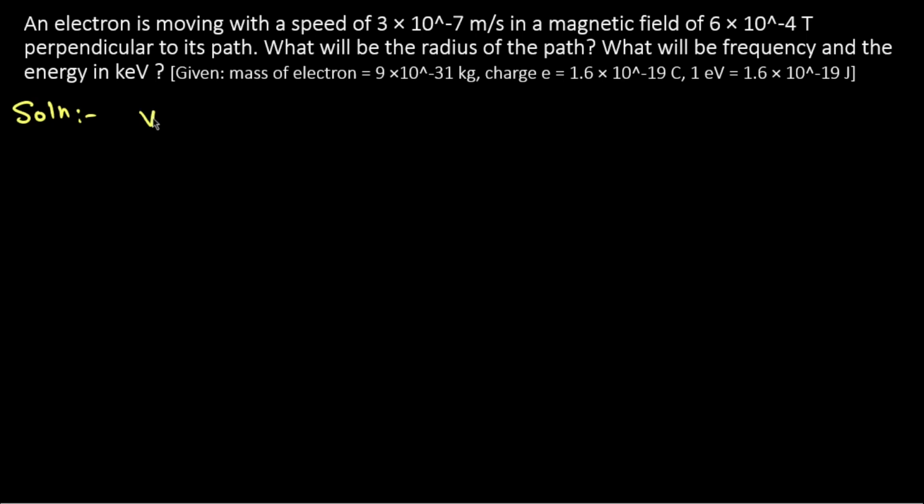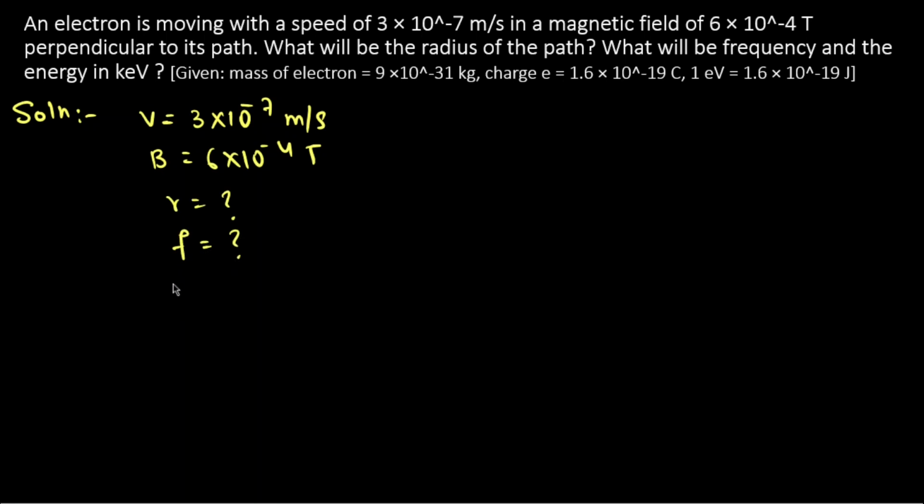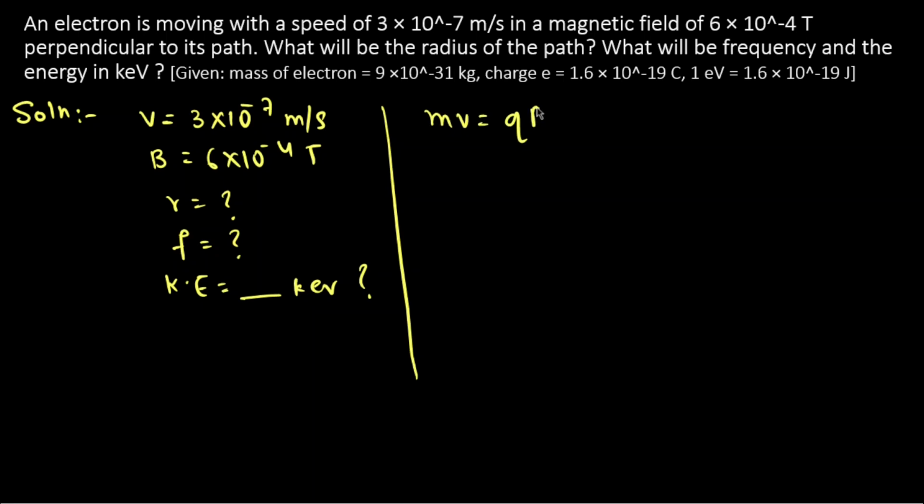So solution, the velocity of the electron is given to us as 3 into 10 raised to minus 7 meter per second, and the magnetic field B is given to us as 6 into 10 raised to minus 4 Tesla. And we need to calculate first of all the radius, then frequency, and the kinetic energy in kilo electron volt. So let's calculate this. Using the cyclotron formula, we have mv equal to qBr, that is, when a charge is placed in a magnetic field, it traces a circular path of radius r.